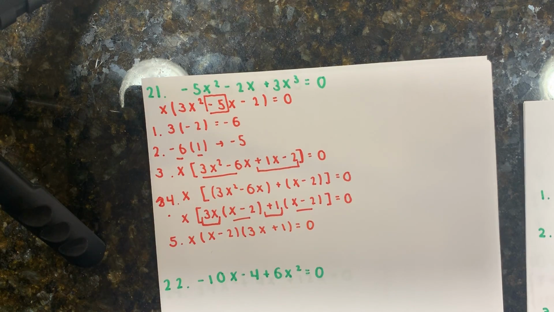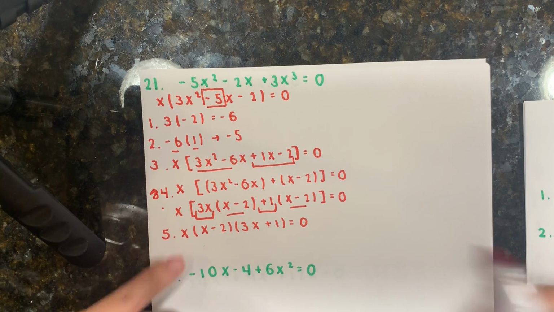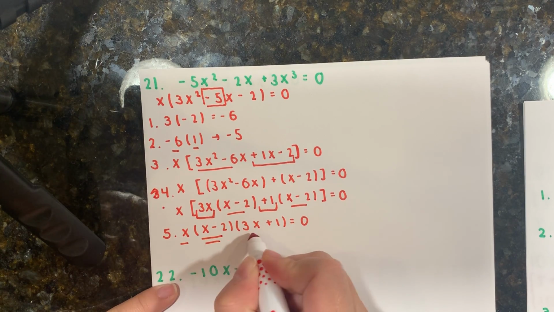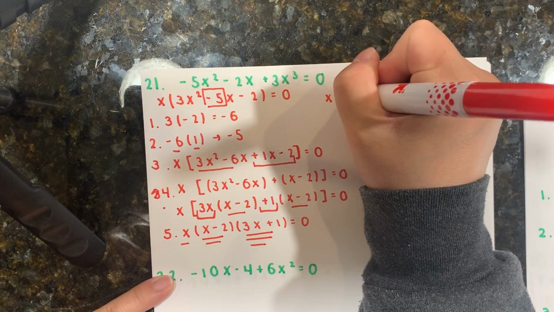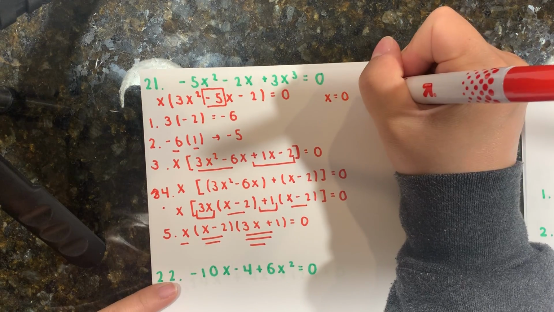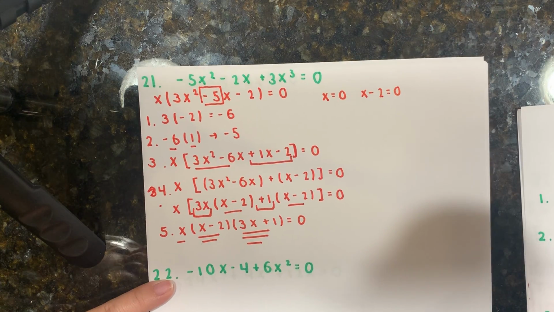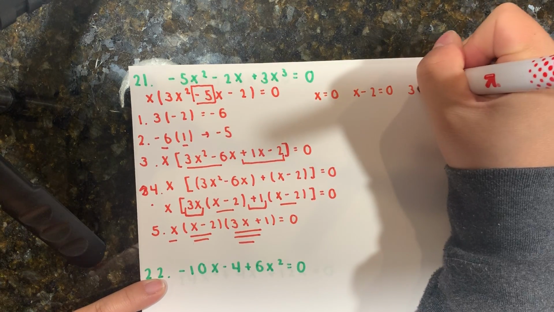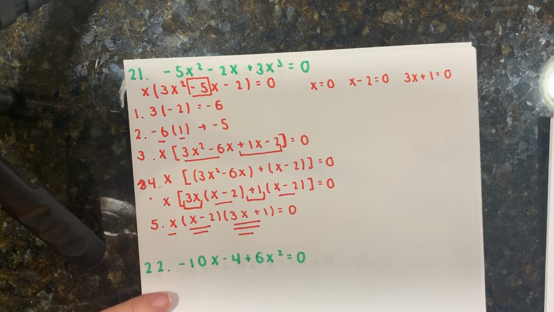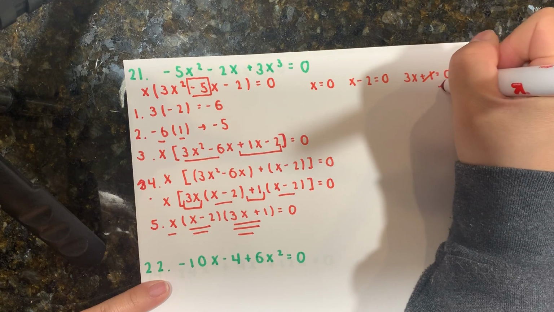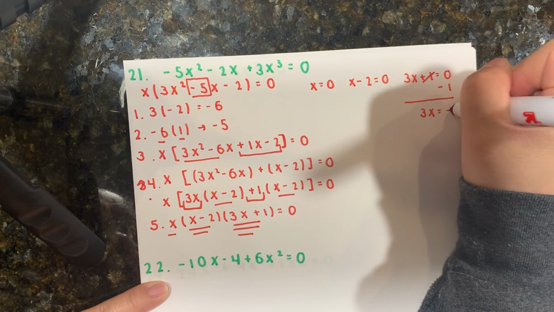But you're not done. You're done factoring, but then you have to solve. So you're going to set each of these equal to 0. So I'm going to set x equal to 0. So that will be one of my answers. I'm going to set x minus 2 equal to 0. That's another one of my answers. And then I'm going to set 3x plus 1 equal to 0. So this one I'm going to move the 1 to the other side. So I get 3x equals negative 1.